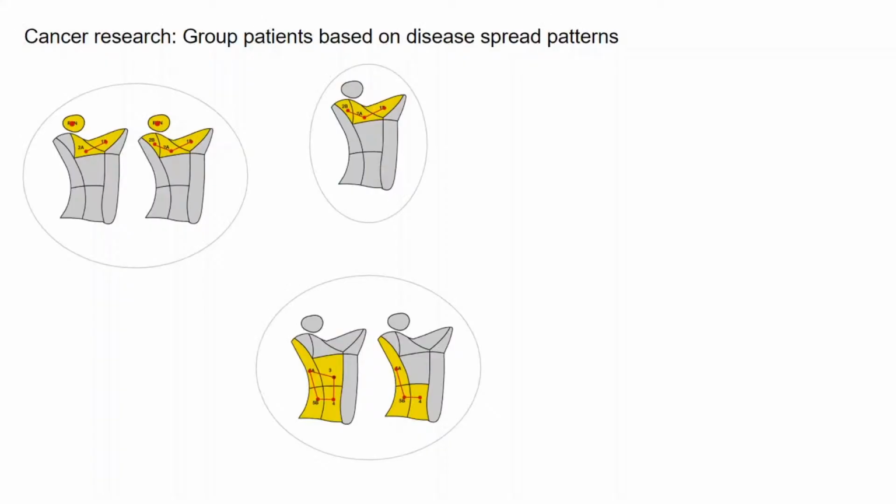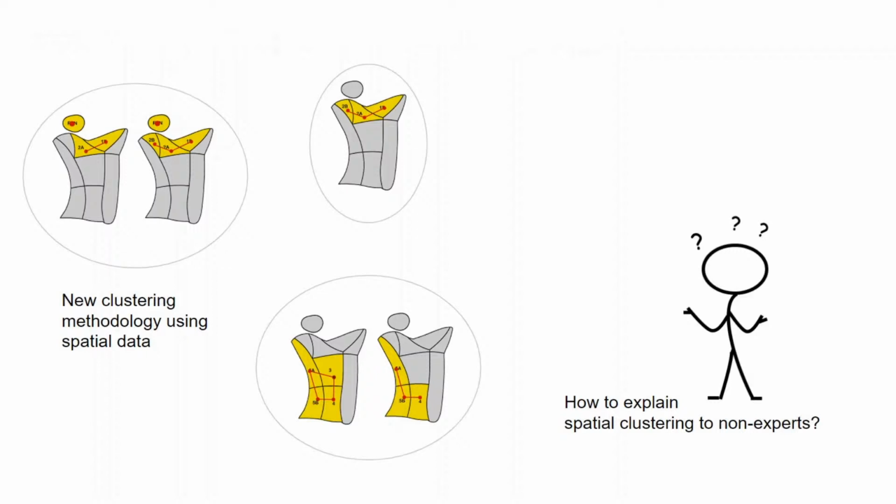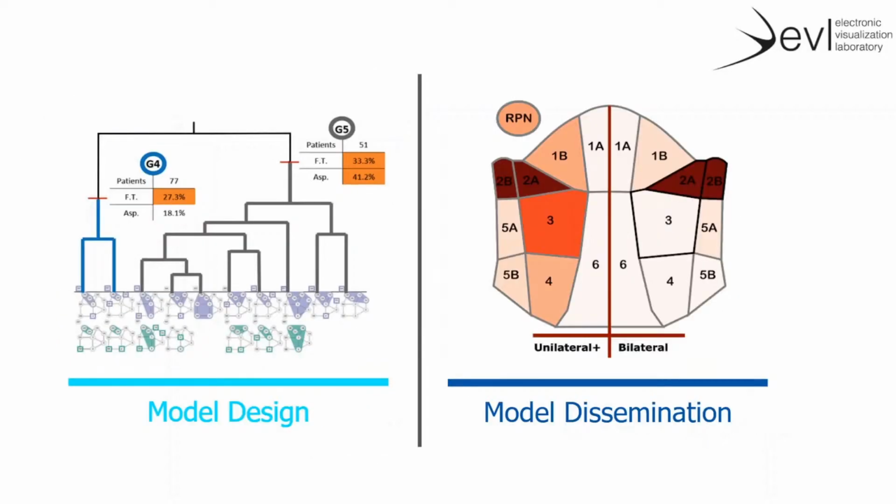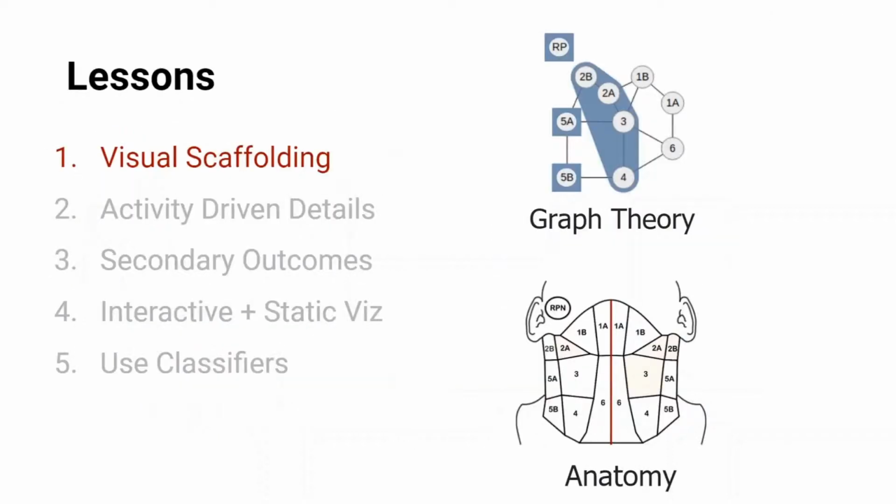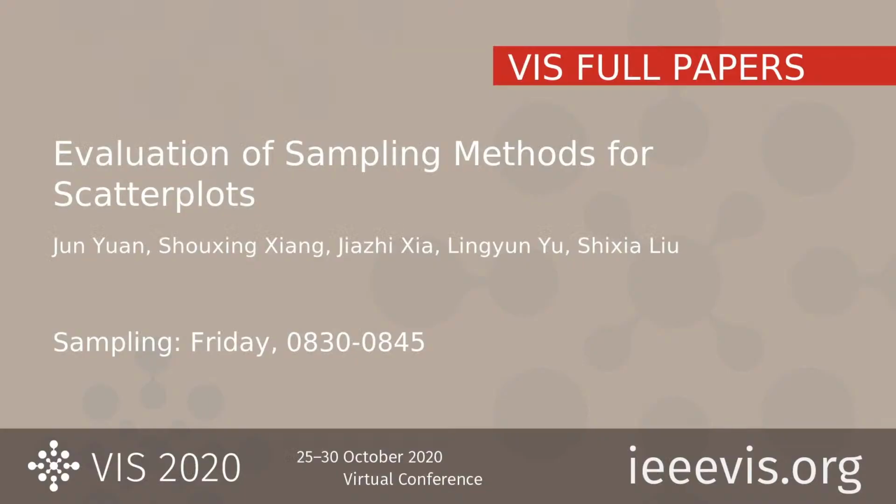In cancer research, it's useful to group patients based on disease spread patterns to the lymph nodes. But once we create a new clustering methodology using spatial data, how do we explain spatial clustering to non-experts? In this multi-year project, we dealt with both a participatory design stage and a broader dissemination stage, and distilled specific lessons for interpreting spatial clusters.